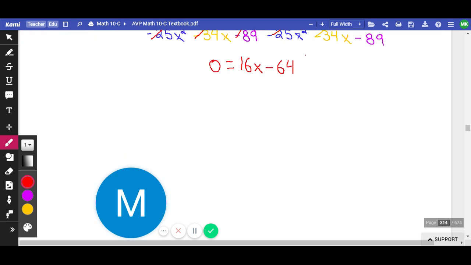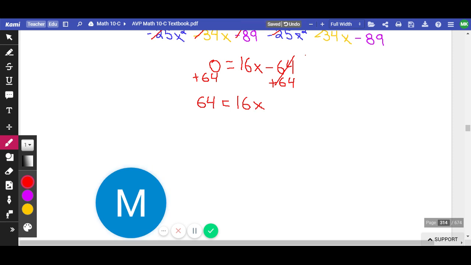In this case, I'm going to add 64 to both sides, so that I move the 64 to the other side. After I do something, I reorganize. So on the left side, I now have 64. On the right side, I now have only 16x.